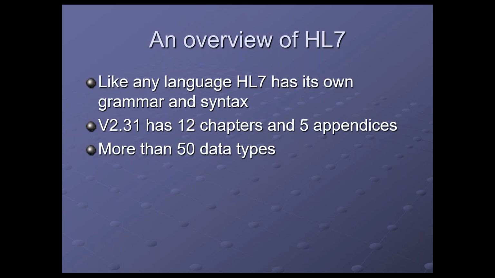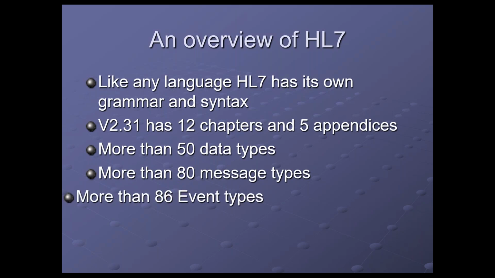And there are a lot of data types, more than 50. In fact, here I have specifically mentioned version 2.3, but 2.5 and 2.7 have more data fields and more data types added to them. There are more than 80 message types in an HL7 message. And there are more than 86 event types when we talk about HL7 version 2.3.